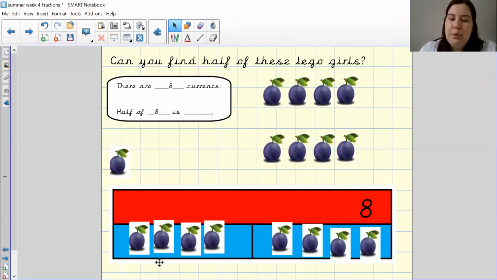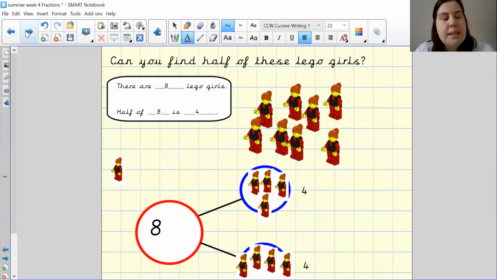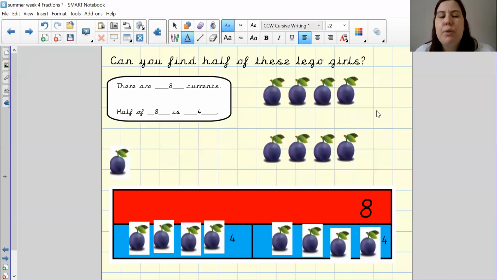Now we are going to count each part. 1, 2, 3, 4. So I'm going to put 4 in there. 1, 2, 3, 4. And then 4 in the second part. So half of 8 is 4. Well done if you spotted at home. It is the same as the question before. So I kept with the same number because I wanted you to see if you could do it independently. Okay?